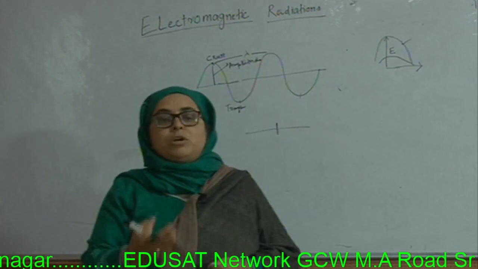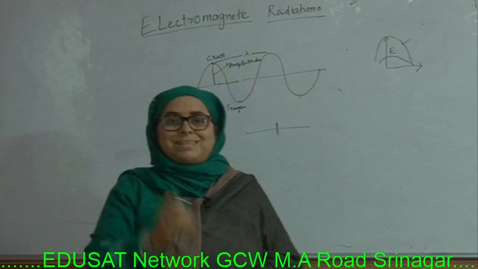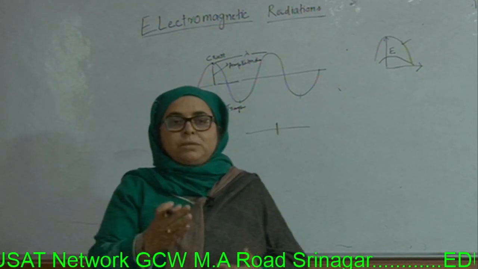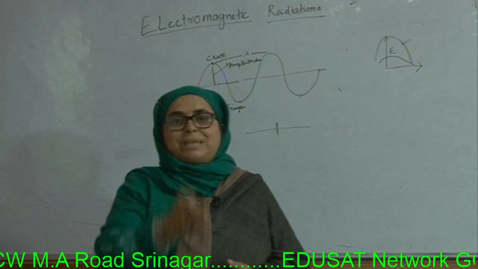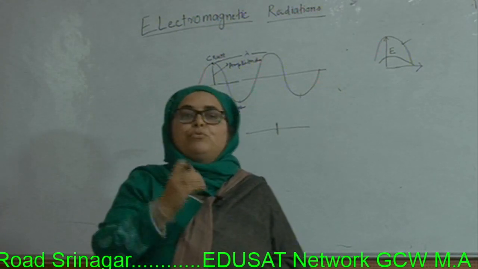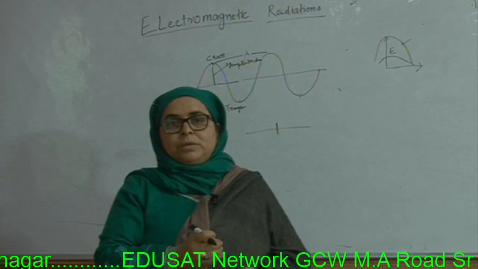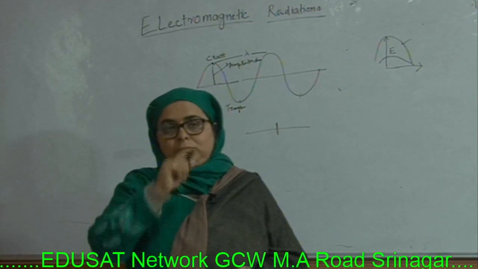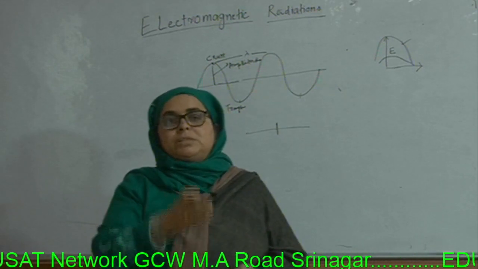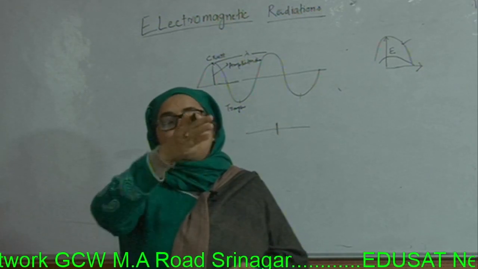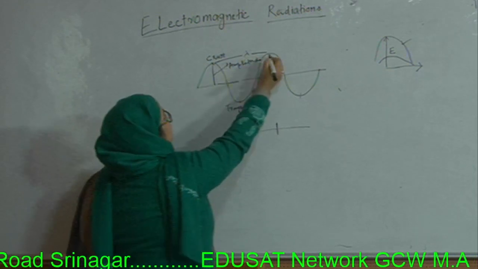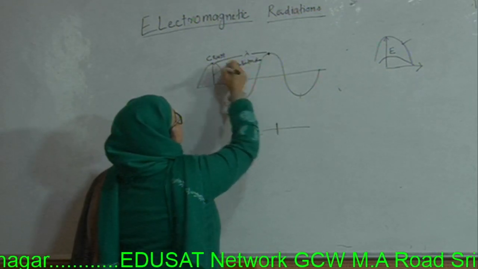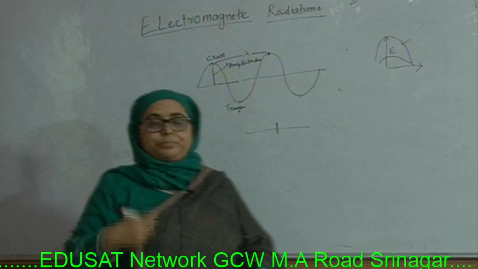The number of oscillations that pass through a point per second. I am repeating, the number of oscillations that pass through a point per second, that is our frequency, right? So greater the frequency, greater number of these cycles pass through a point per second. One cycle is from this point and again when it reaches the same point, this is one cycle, right?